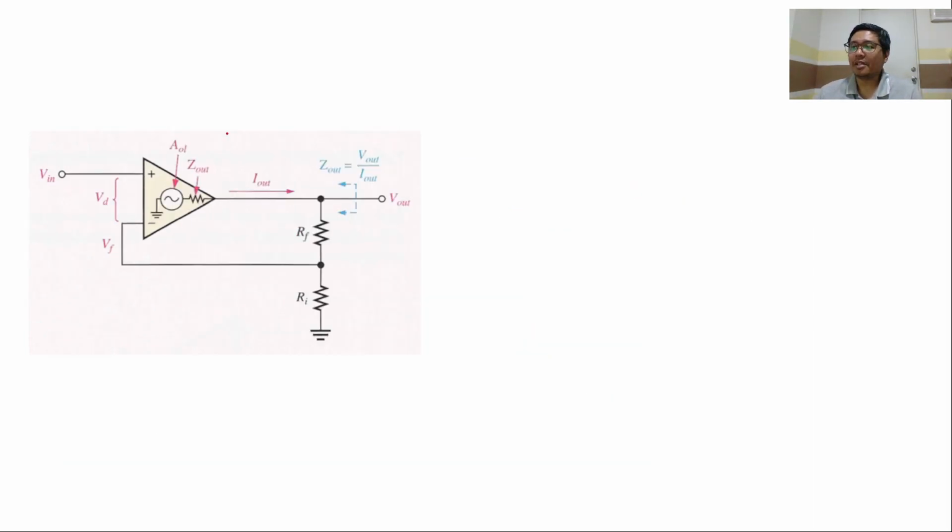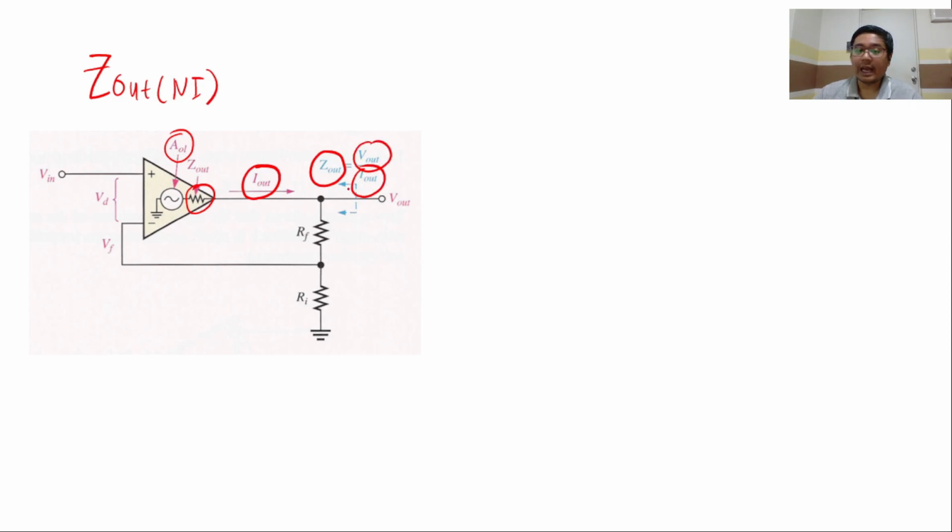Next, let us determine the equation for the output impedance of a non-inverting amplifier. We have Z out of the non-inverting amplifier. Let us take a look at this diagram. For the output side, we have an equivalent gain for the open loop. We have AOL, and this is your output impedance. We have an output current. We have the output impedance, which is equal to V out over I out.